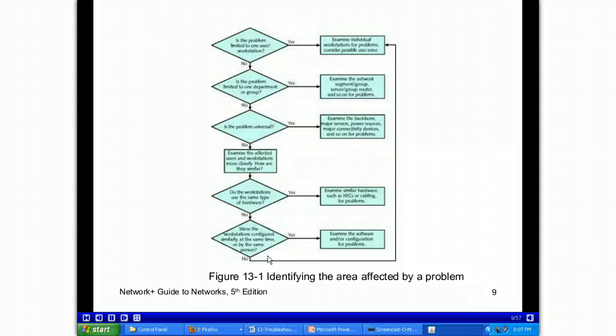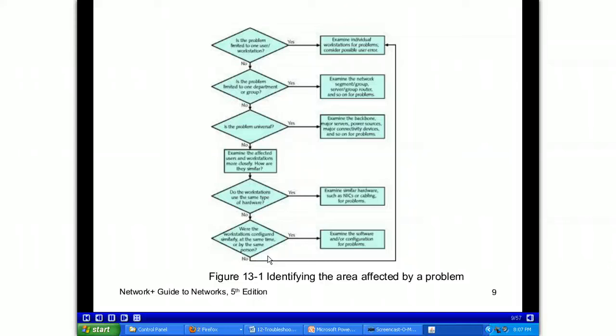Okay, first, you determine, is the problem limited to the one user or workstation? Then you can go yes or no. If it's no, meaning there's more people, okay? Is the problem limited to one department or group? Yes or no? If it's yes, it is limited to one department or group. Examine the network segment on that group, server, routers, and so forth, and it usually stops there. But it could keep going. Is the problem universal?